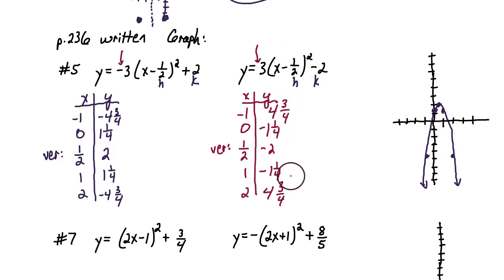All right, let's graph these dots. (1/2, -2) is here. (0, -1 1/4) is here. And (1, -1 1/4) is here. (-1, 4 3/4) is up here. And (2, 4 3/4) is up here. And graph in the branches. Notice the parabolas are reflections of each other over the x-axis.